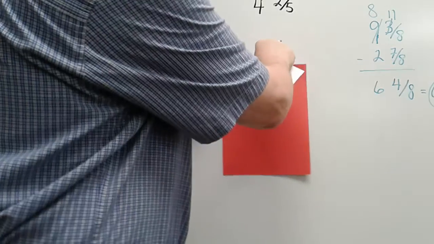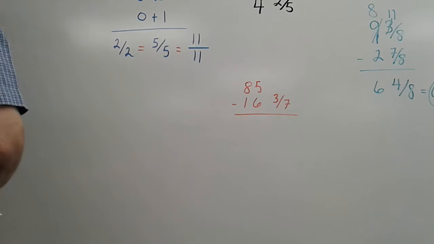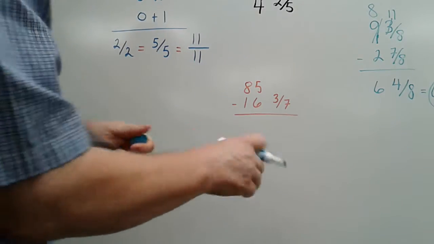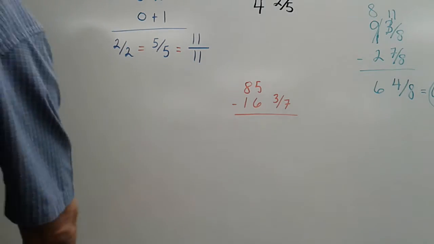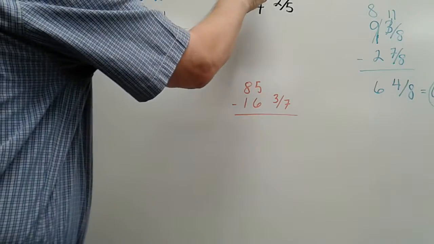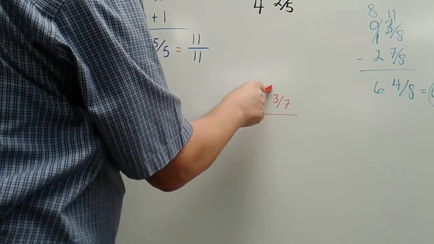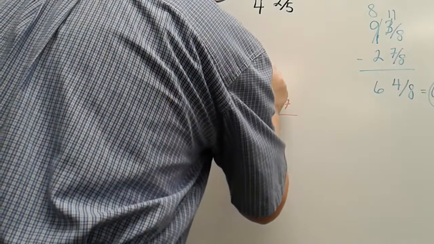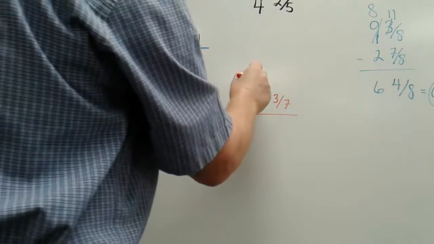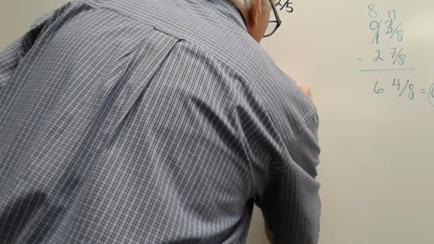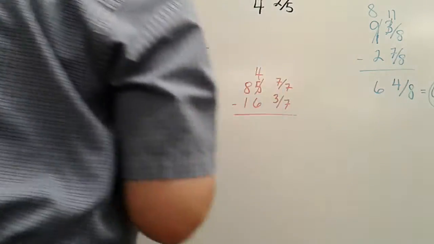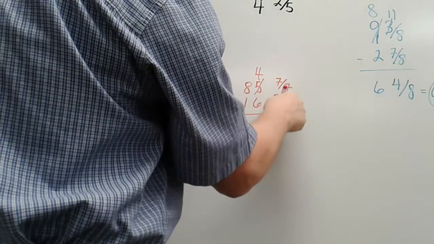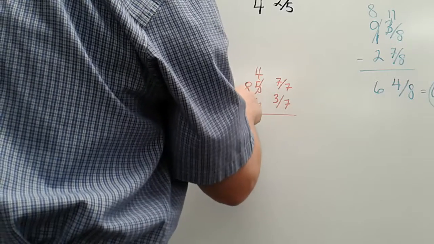All right, one more. 85 minus 16 and 3/7. Well, this is similar to this, and then I'm going to have to borrow and get some 7s. So let's go to the 5, borrow 1, rename it as 7/7, and then subtract away. Now 7/7 minus 3/7, common denominator, and yes, I can subtract.